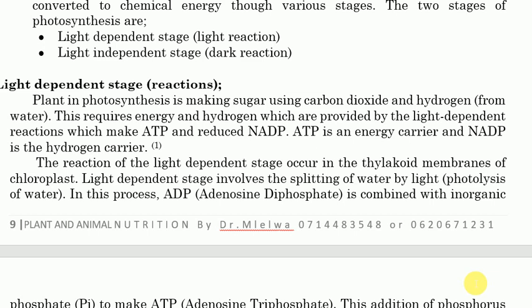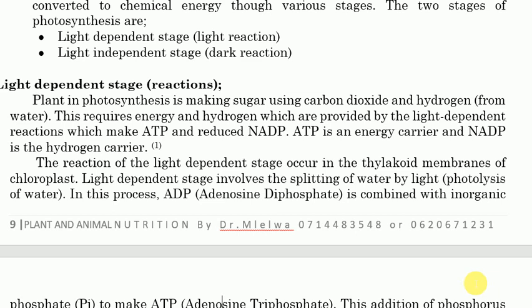So energy is in the form of ATP, and hydrogen is carried in the form of reduced NADP. ATP is an energy carrier and NADP is a hydrogen carrier. The reactions of the light dependent stage occur in the thylakoid membrane of the chloroplast. They occur in the thylakoid membrane. We shall see later on the difference between the light and dark reactions.